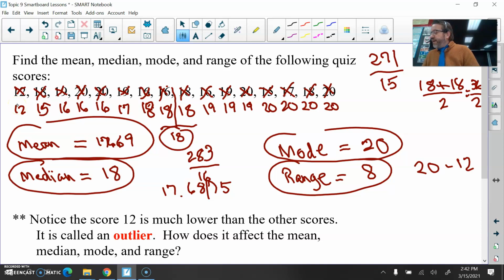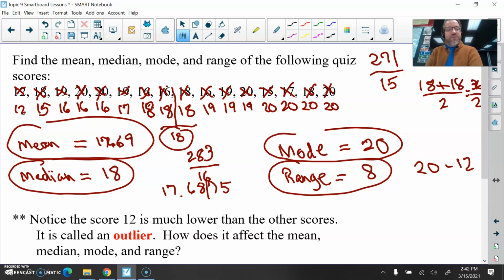Let's see what I get. 271 divided by 15 is 18.0666666. Now the average ends up being a little higher than the median if I throw this lowest score away. So yes, an outlier. If there is an outlier in a data set, then I really don't like finding the mean for trying to show what the middle of the data set is, because that outlier is pulling the mean or the average down. Median is a little bit safer in those situations.